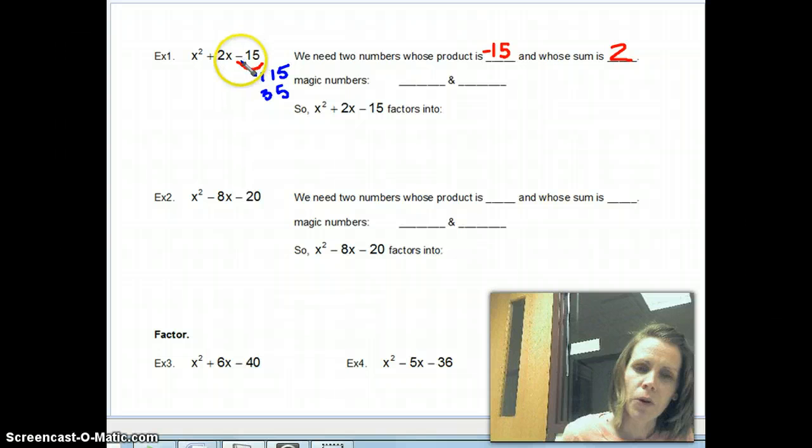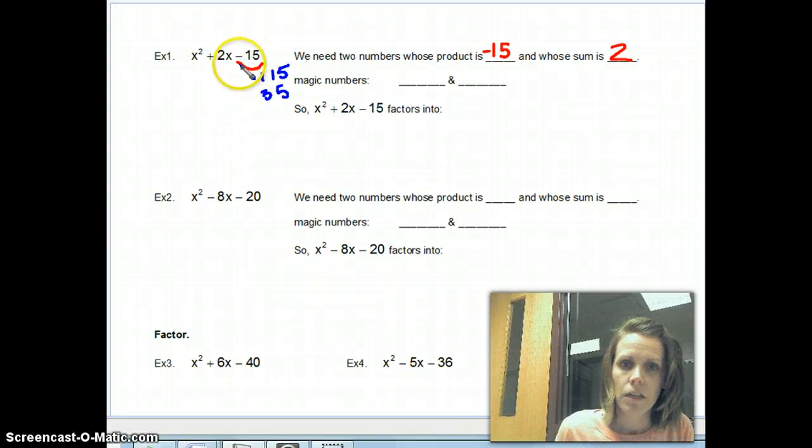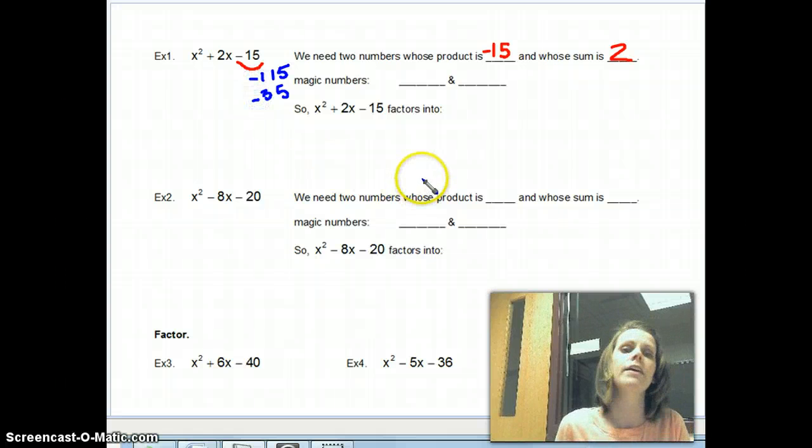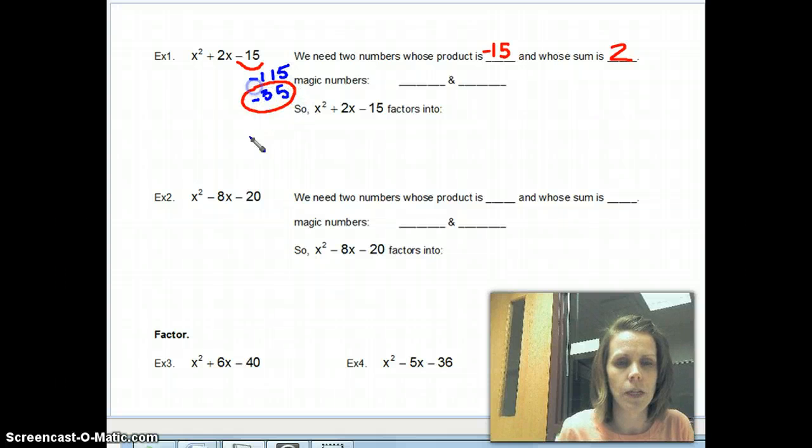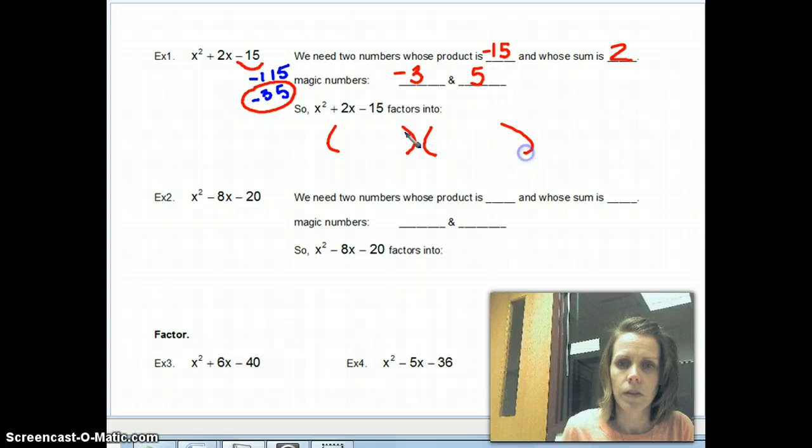Okay? But look, my product needs to be negative. Okay? So I'm going to do the same sign. The larger number is going to have the same sign as the sum. So that means my larger number has to be positive. You see that? So I'm going to make all of my smaller factors negative and see which one will add to give me 2. So the only two factors that will give me a positive 2 would be negative 3 and positive 5. So those are my magic numbers, negative 3 and positive 5. So if I factor this out, we're going to have x minus 3 and x plus 5.